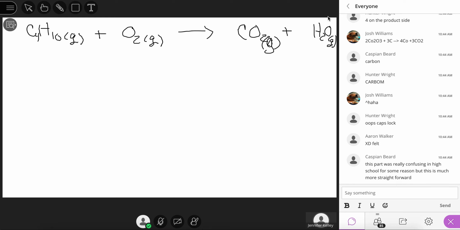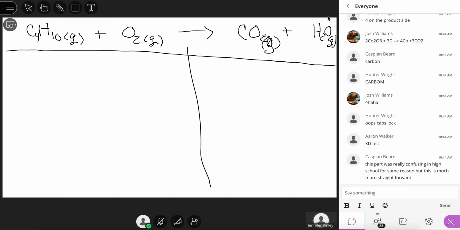Okay, so now let's count everything on both sides. So we've got carbon, hydrogen, and oxygen. And you want to balance them in that order: carbon, hydrogen, oxygen.